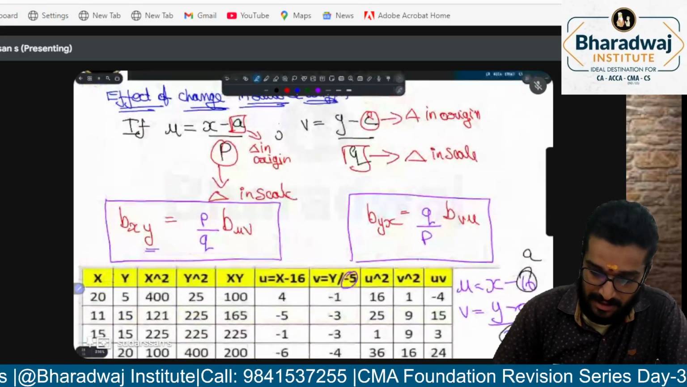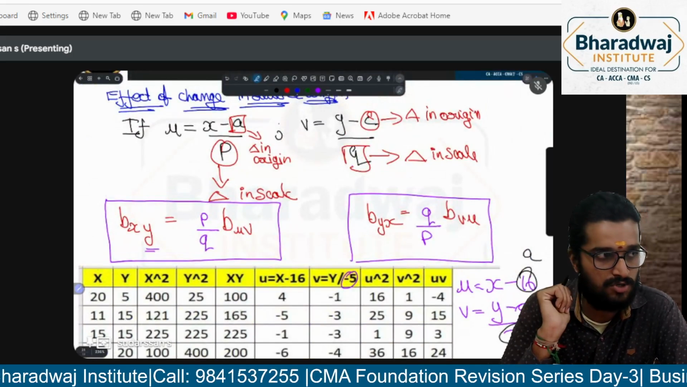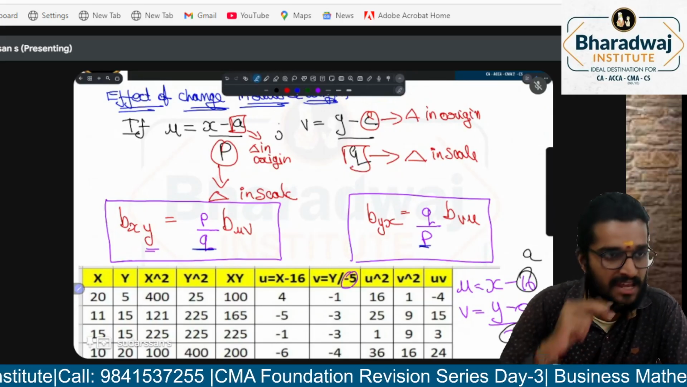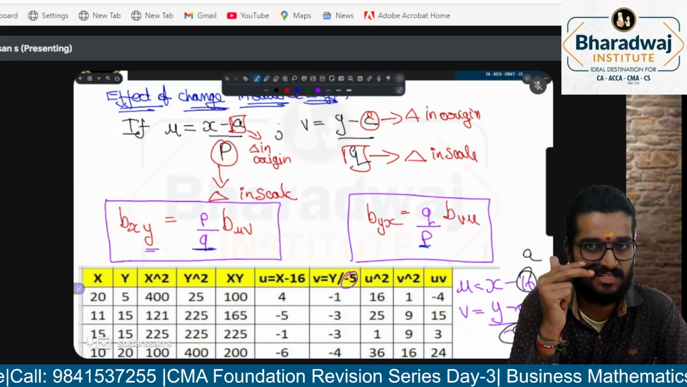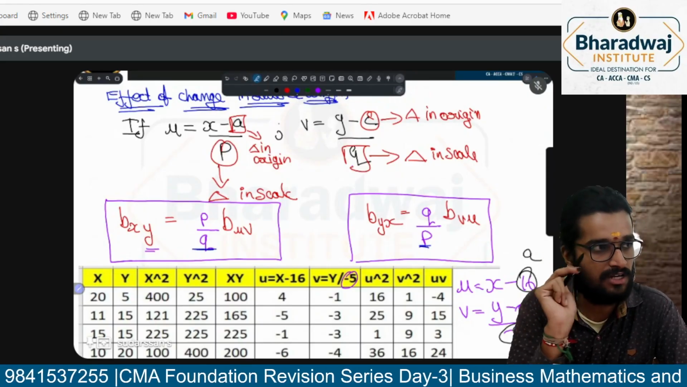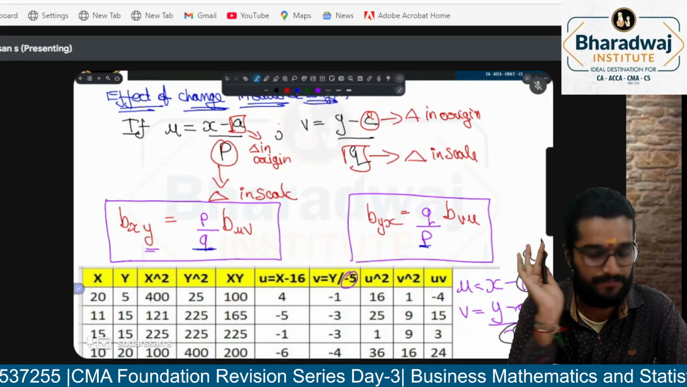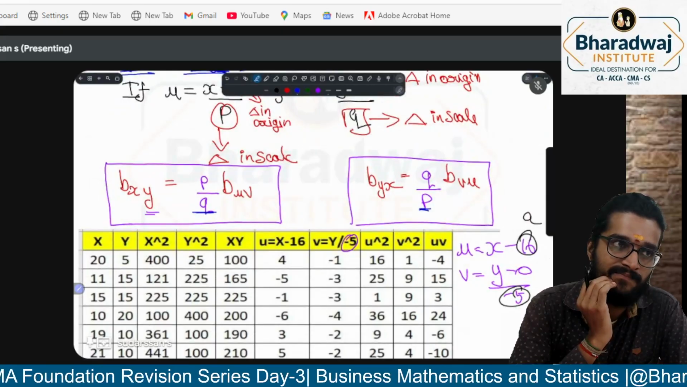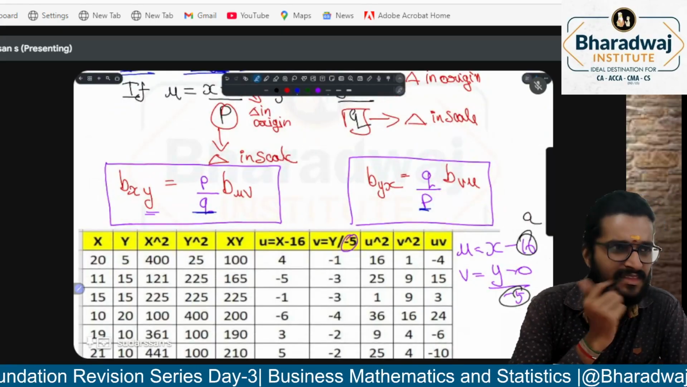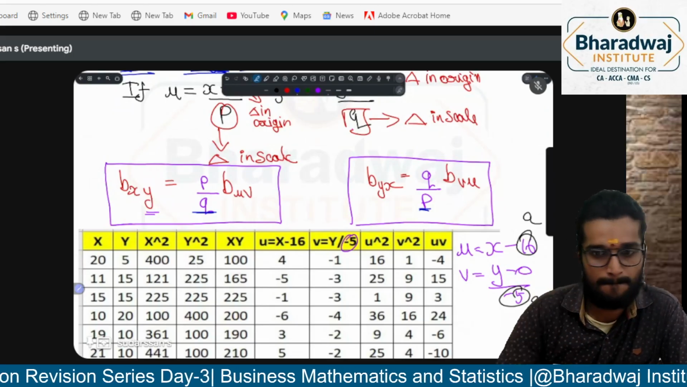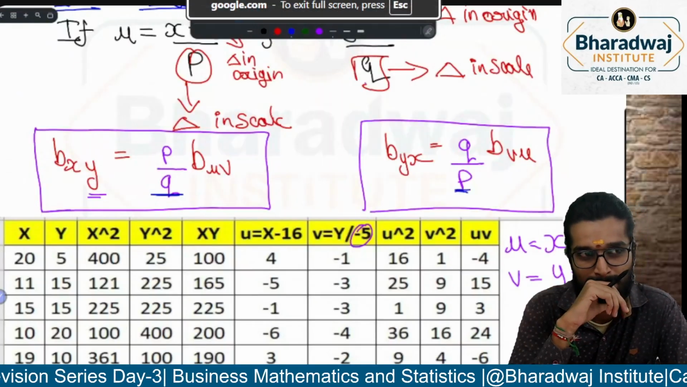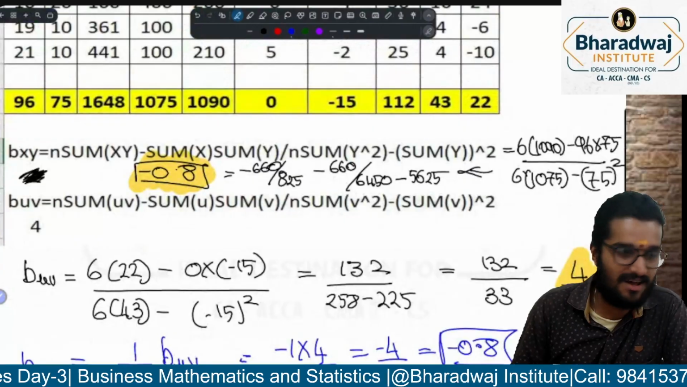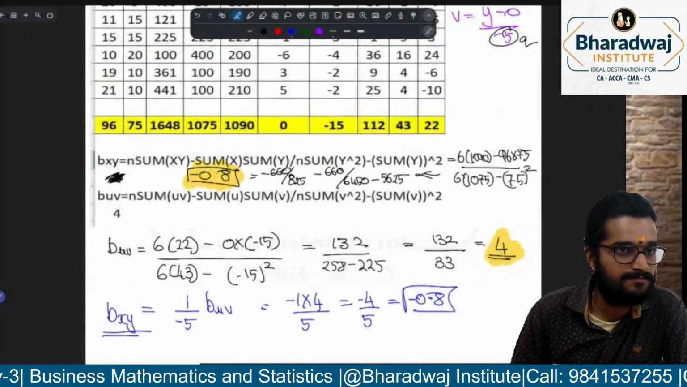Always, any related term towards the independent variable should be placed in the denominator. Any related terms, let it be change in scale, let it be standard deviation, whatever it may be, should be placed in the denominator. Clear?